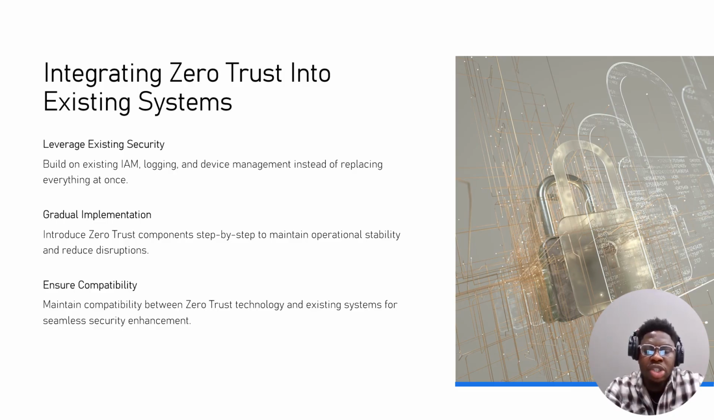replacing everything at once. Gradual implementation. Introduce zero trust components step by step to maintain operational stability and reduce disruption. Replacing the whole system at once can cause a big blow that the company would probably not be able to fix. So gradual implementation is very important. Ensure compatibility. Maintain compatibility between zero trust technology and existing systems for seamless security enhancements.